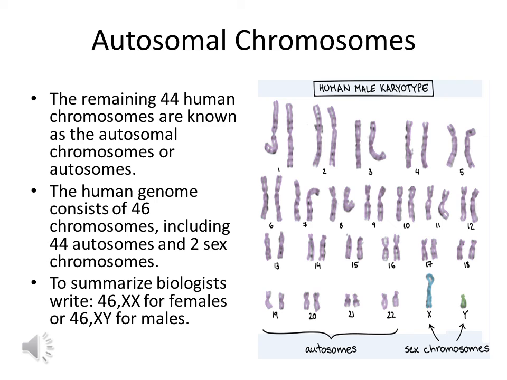We have said earlier that the X and the Y represent the sex chromosomes. The remaining 44 human chromosomes are known as the autosomal chromosomes or autosomes. The human genome consists of 46 chromosomes, including 44 autosomes and 2 sex chromosomes. To summarize, biologists write 46 XX for females or 46 XY for males.